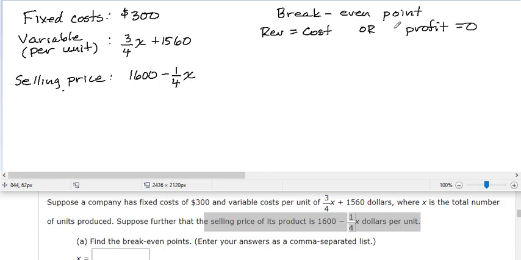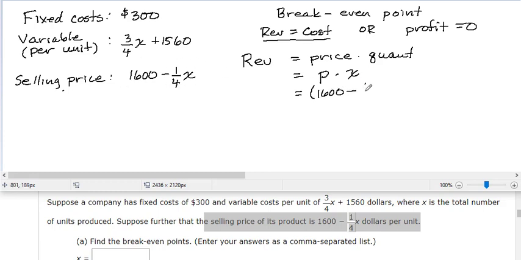Well, I don't have a revenue and a cost function, and I don't have a profit function. So either way, I'm going to have to build the functions. I'm going to go with revenue equals cost. Okay, so first, revenue is price times quantity. That's price times quantity. And I know that price is given. There's my selling price. So I will substitute in 1,600 minus 1/4 x, price, times quantity. 1,600x minus 1/4 x squared.